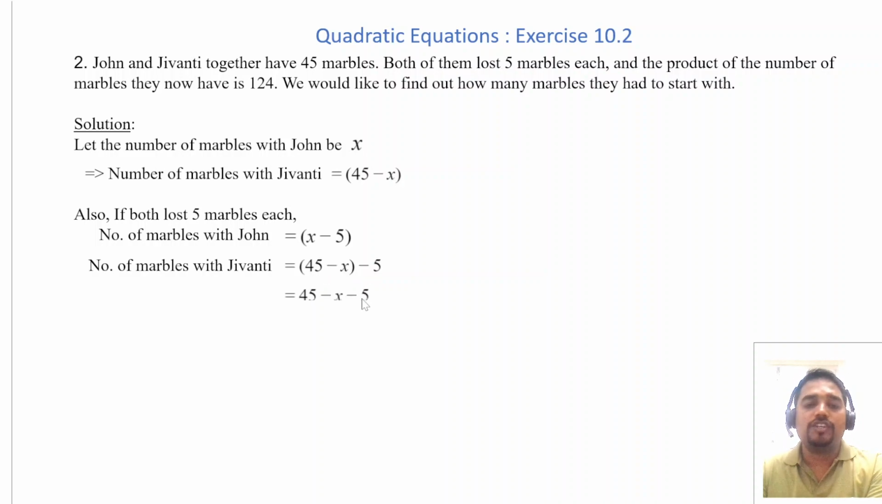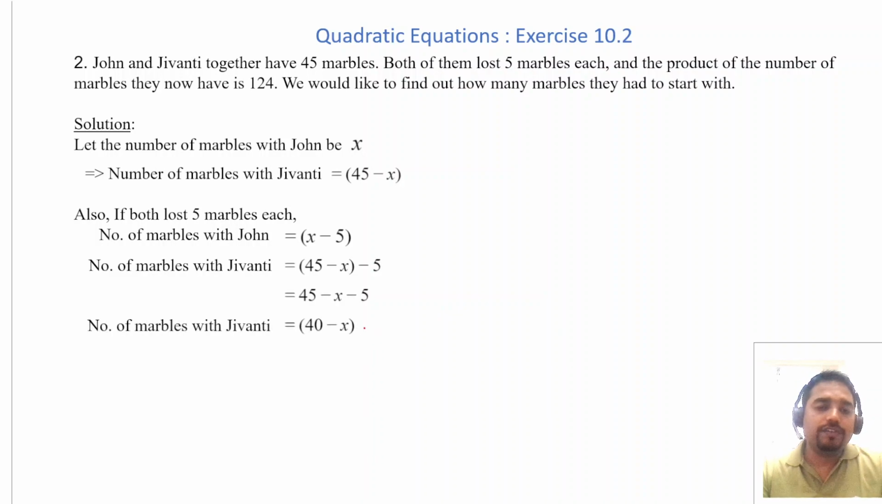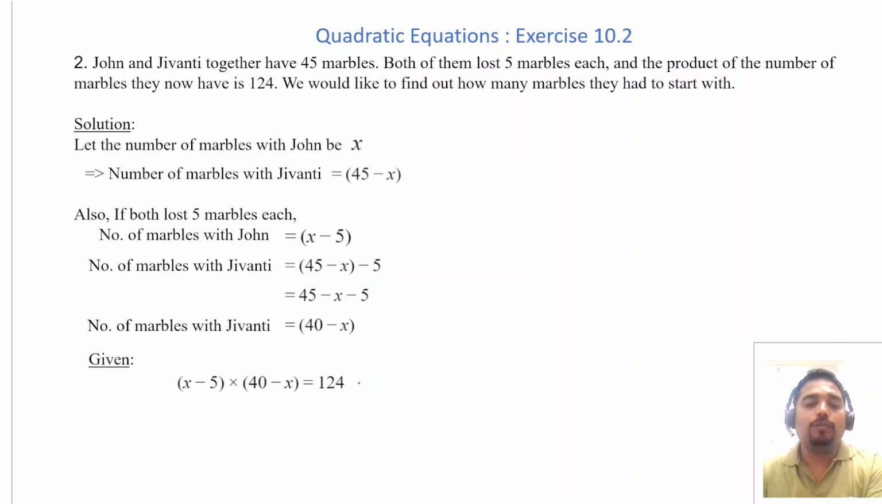So upon simplification, we would be getting 40 minus x marbles with Jivanti after losing 5 marbles. Now he says after losing 5 marbles, the product of the number of marbles they have now is 124. So we multiply x minus 5 and 40 minus x. If you multiply these two entities, we get 124. That is the given condition. Now let us simplify this.